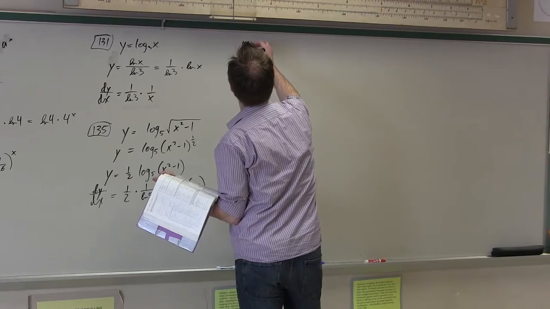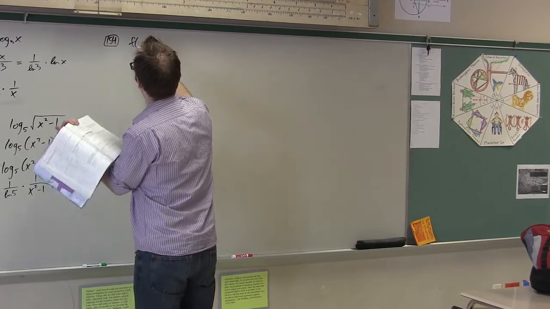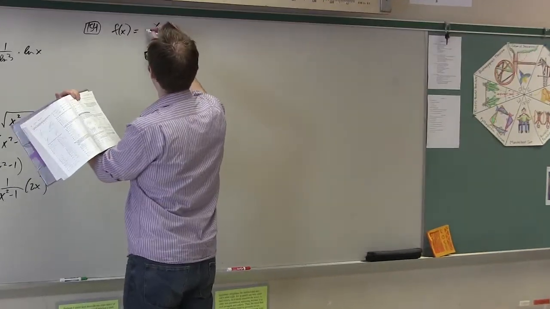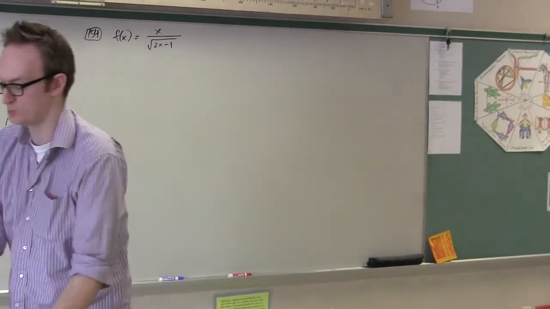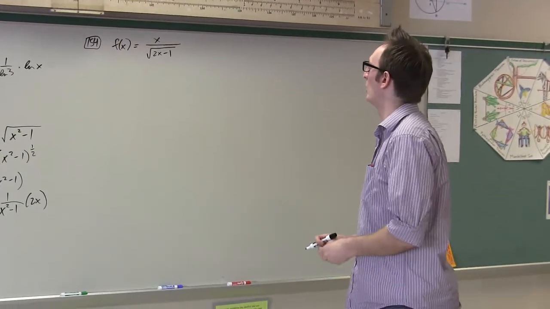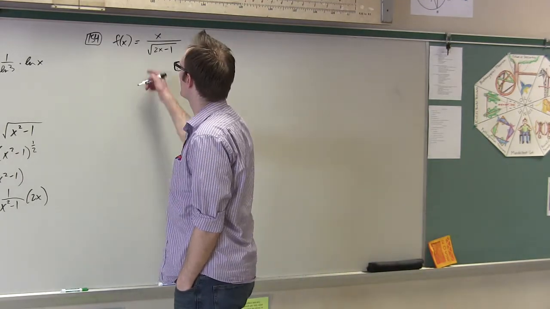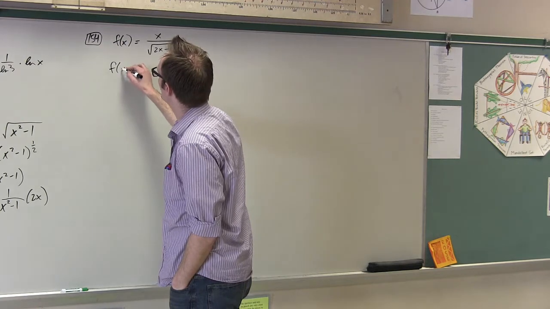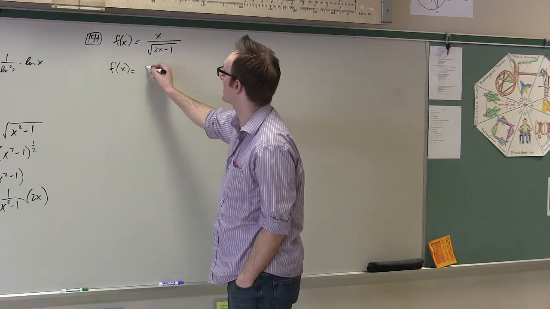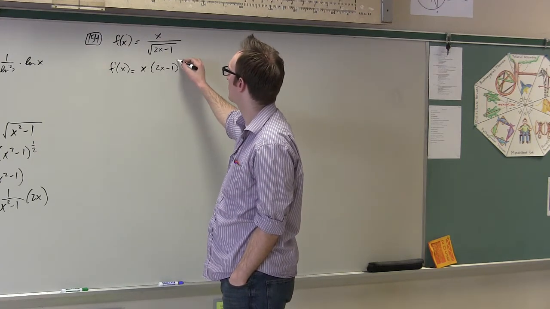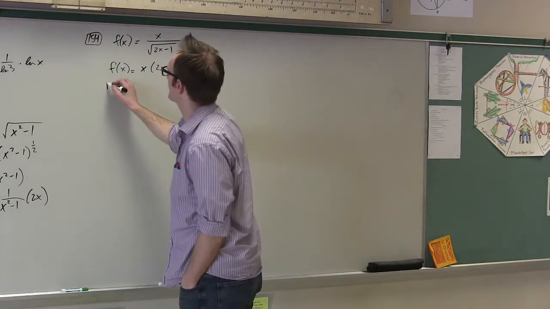154. 154 says, determine points at which the graph of x over root 2x minus 1 has a horizontal tangent line. So, in other words, take the derivative and figure out when the derivative is 0. Okay, you have a couple options here. You could use the quotient rule, but I try to avoid the quotient rule usually unless I have to, and here I definitely don't have to. Because I can write this as x times 2x minus 1 to the negative 1/2. And writing it like that makes everything easier in my opinion.